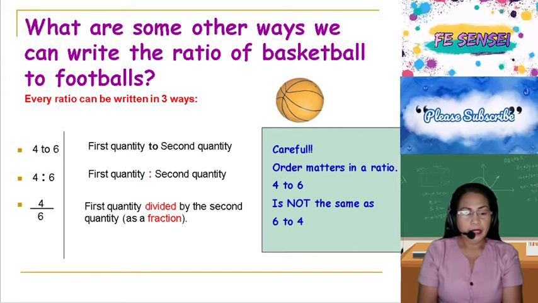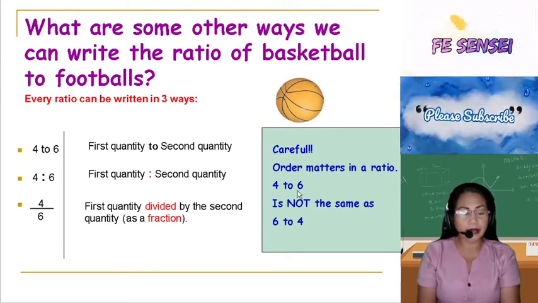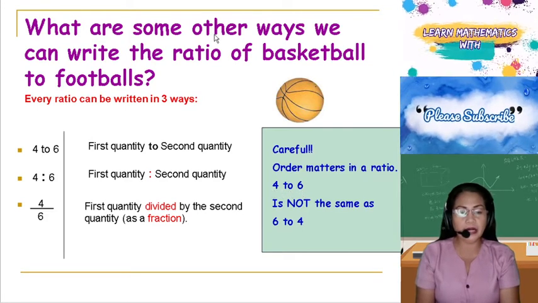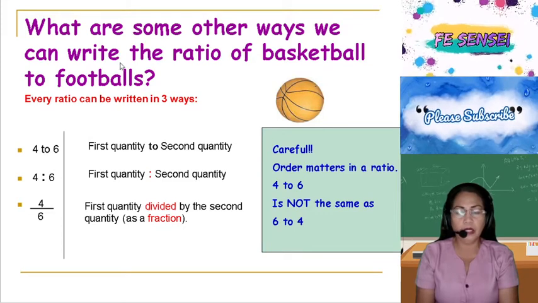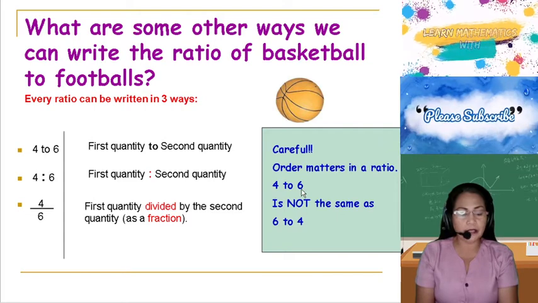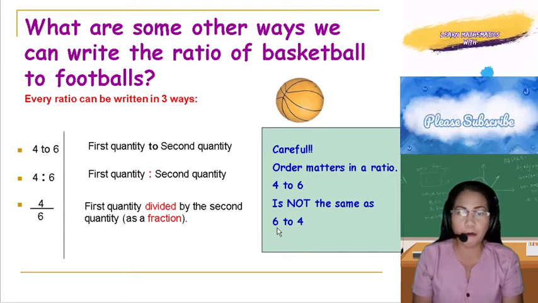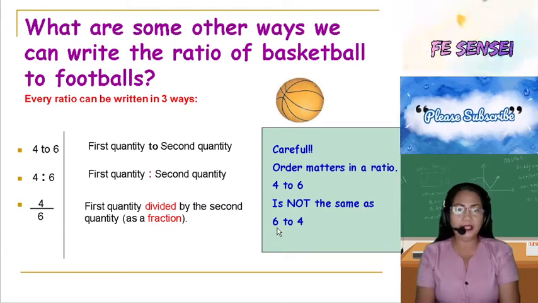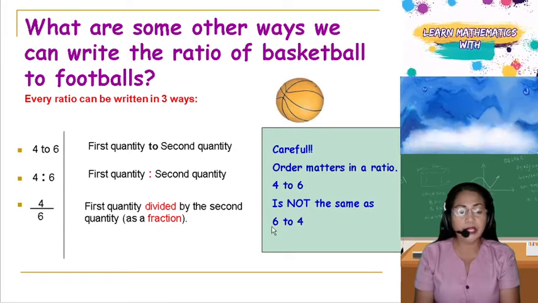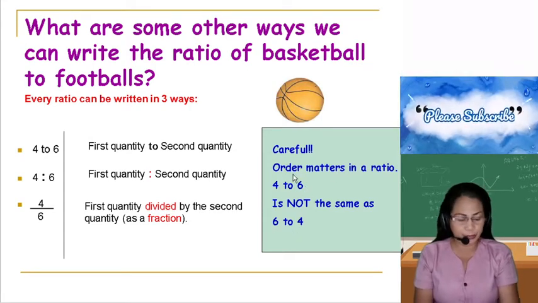So, careful. Order matters in ratio. That is 4 to 6, because we are asked for the ratio of basketballs to footballs. 4 to 6 is not the same as 6 to 4. Bear that in your mind. They are not the same. Remember, order matters.